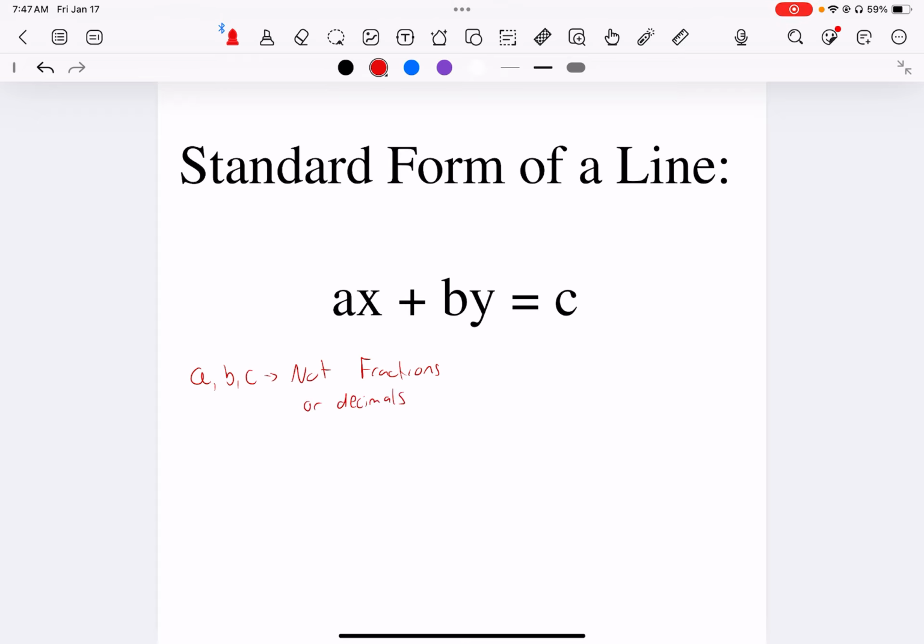When you're drawing a graph in standard form, what you have to do is isolate y to get slope-intercept form, and then we're going to draw the graph just like we graphed lines in slope-intercept form.